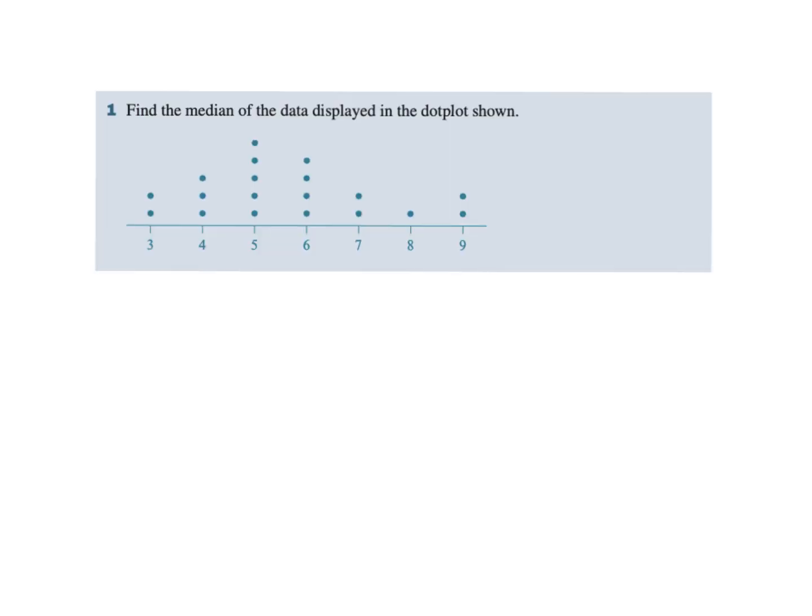Okay, so look at this one. We have a dot plot here, and it says find the median of the data displayed in the dot plot below. So if you counted all the dots up, that would tell you how much data there was, and I've already counted them up for us. So we've got 19. So if we go to find the median, we're going to find the median at n plus 1 divided by 2. So 19 plus 1 divided by 2. So it's going to be the 10th position.